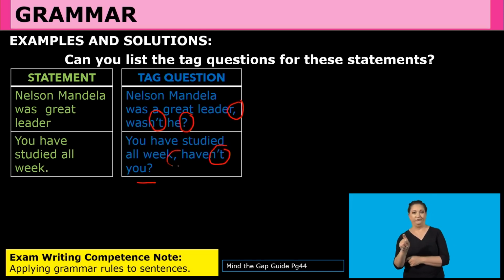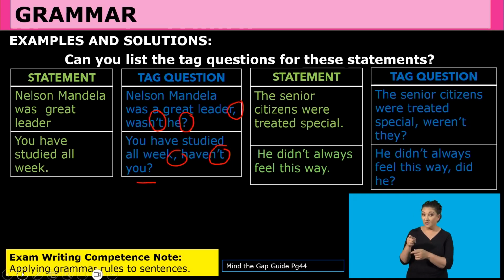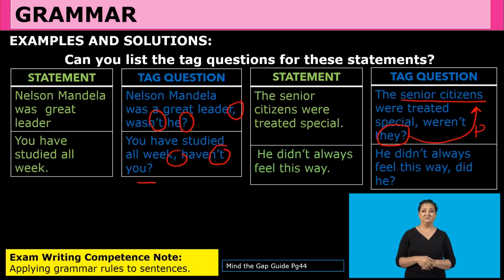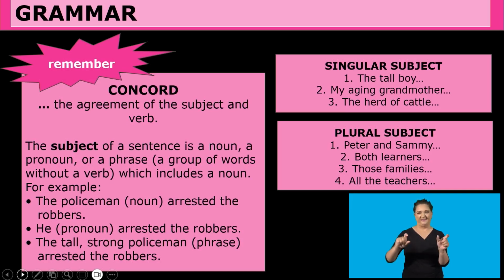fulfilled as well, okay? In our next set of questions, The senior citizens were treated special. He didn't always feel this way. In our response, we see the senior citizens were treated special, weren't they? So senior citizens, plural, and then they links to the plural part of the senior citizens. I'm going to indicate it with a P. He didn't always feel this way, did he? All right, so there we have an example where your statement is negative, but your tag is positive. All right, so there's a perfect example of your tag questions.